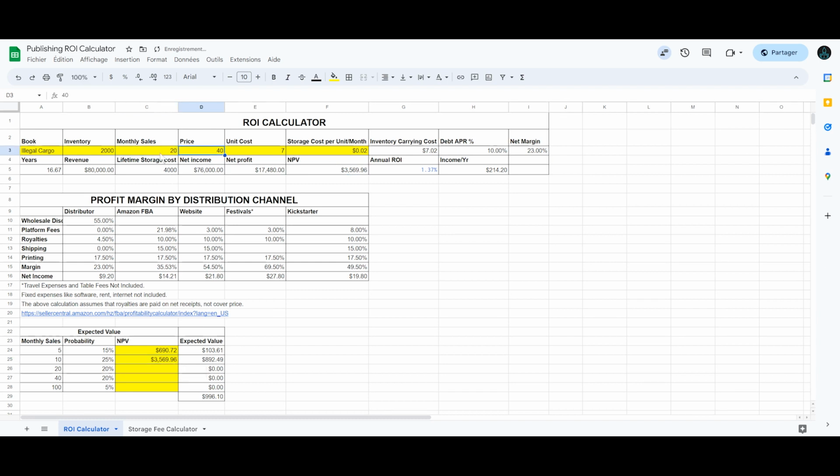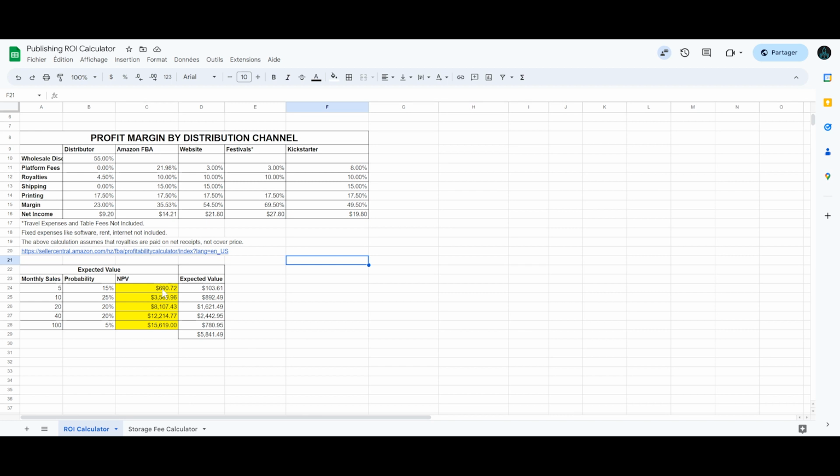We'll do the 20, copy the NPV value, paste it in. 40, copy the NPV, paste it in. Oops. And I'm holding Control Shift and V to paste plain text. Okay, and then finally 100. So once you get more established, 100 is really pretty reasonable. Okay, and then the net present value will be 15,000 over the lifetime of the project. Okay, so these are all the net present values.